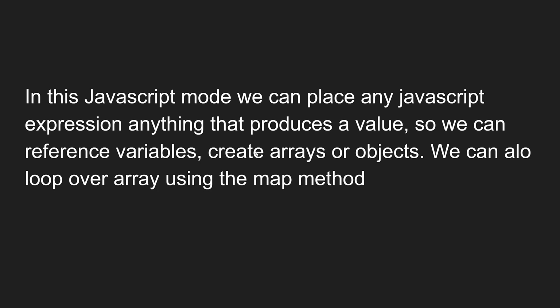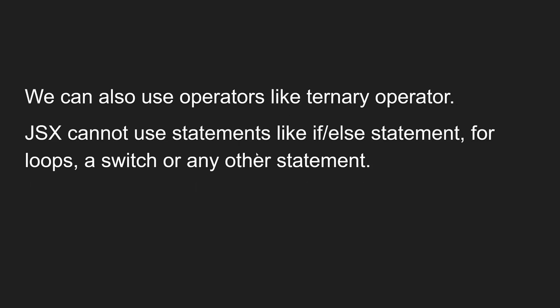Here you should try to understand it very carefully. Any JavaScript expression can be used in the curly braces in JavaScript mode, but it needs to produce a value. It can be anything, like reference variables, arrays, objects. We can also loop over an array using the map method. We can also use operators like the ternary operator. So this ternary operator you can also use inside JSX. JSX cannot use statements like an if-else statement, a for loop, a switch or any other statement. JSX will not accept these types of things.